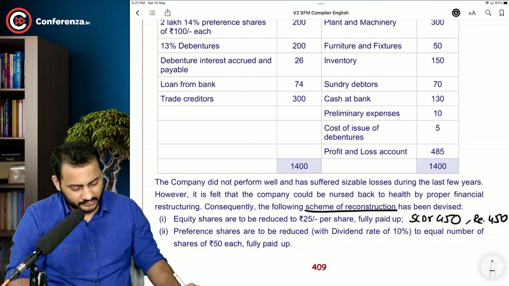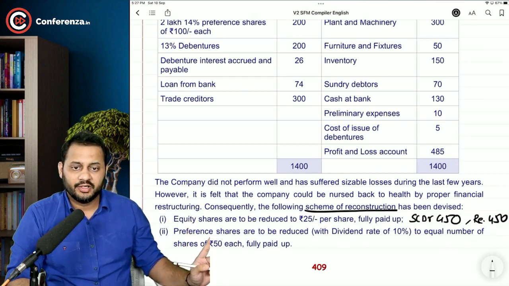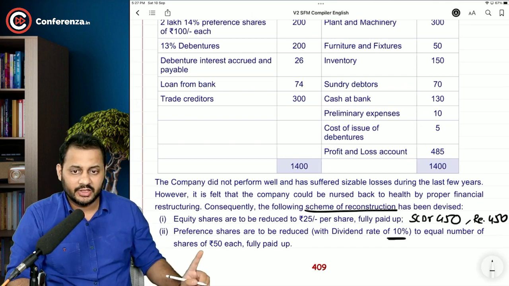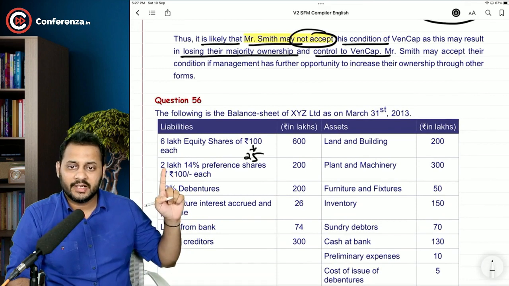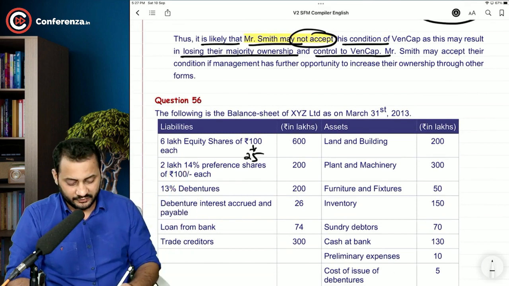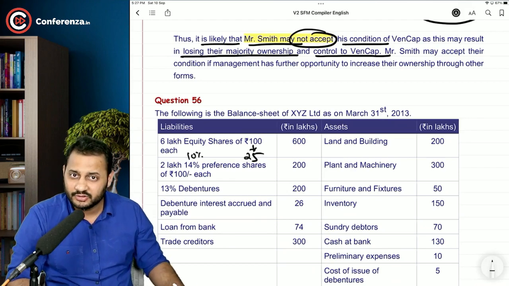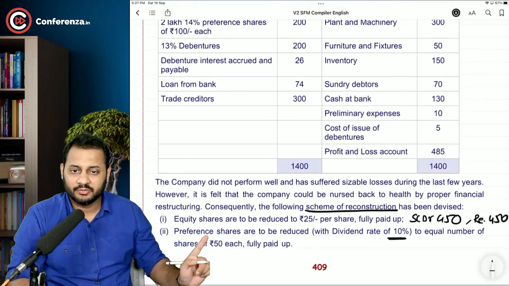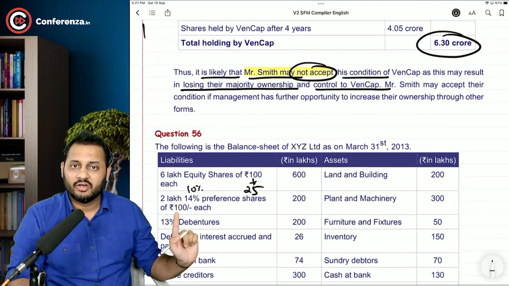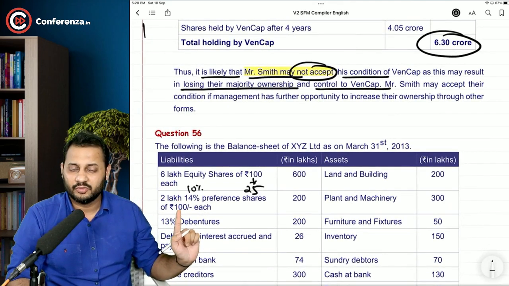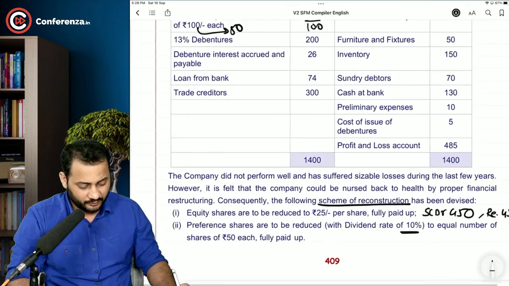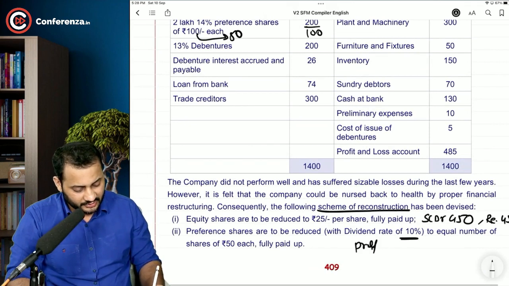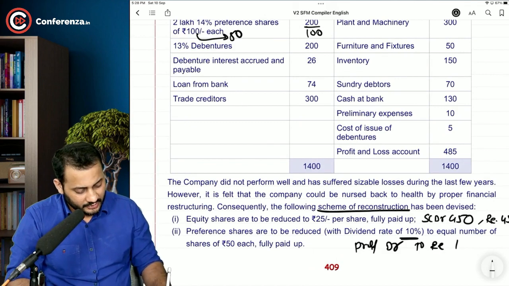450. Okay. Then preference shares are to be reduced with a dividend rate of 10% to an equal number of shares of rupees 50 each. Right now they are 100 each. 2 lakh shares with 10% preference shares. So now you are reducing the future earnings on the preference shares from 14% to 10%, and also you are writing off 50% of the preference share value from 100 to 50. That means you are writing off 100 lakhs of preference shares. So again, preference shares account debit to reconstruction account 100 lakhs.